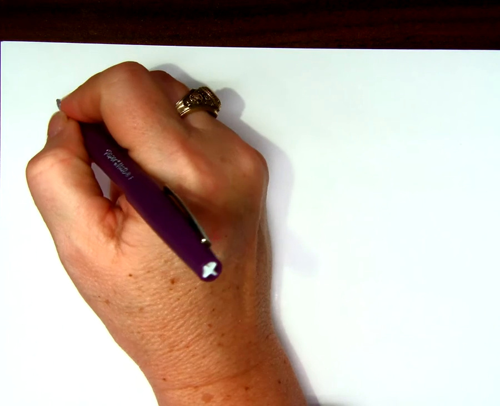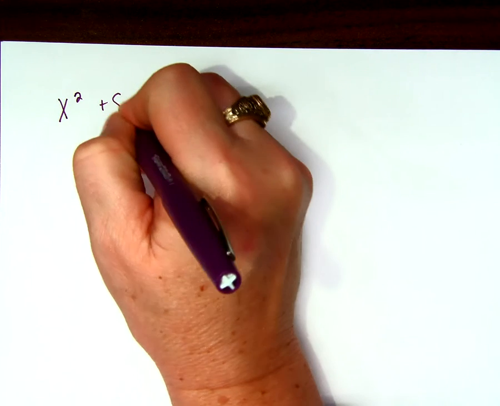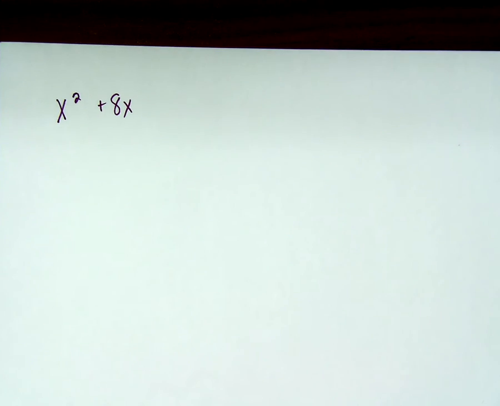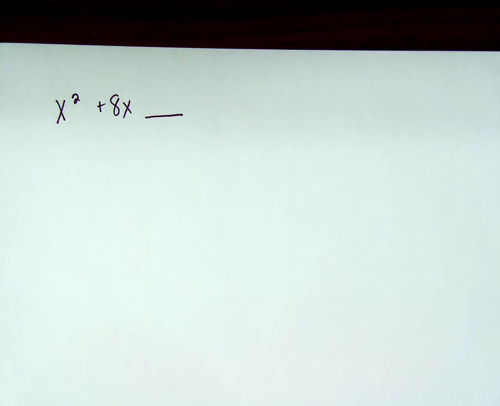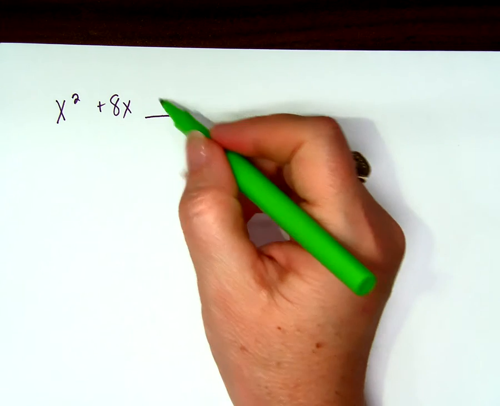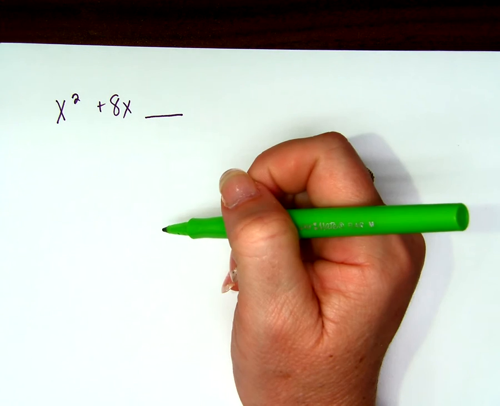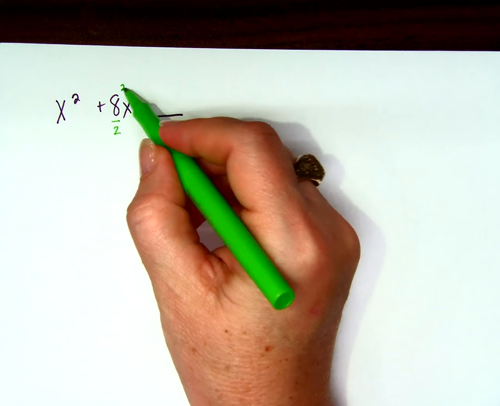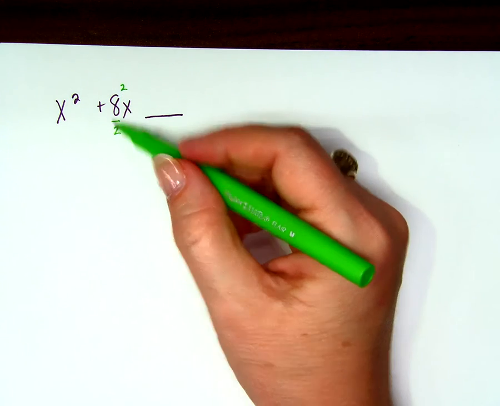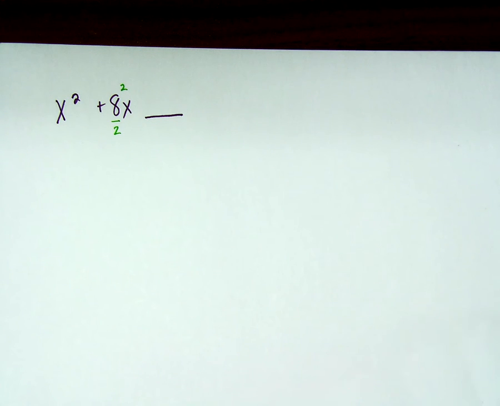Starting off real basic here, x squared plus 8x. If that's what you're given and asked to complete the square, you're asking for a third term. You're asking to complete the square, which is a trinomial. Okay? Do you remember how to complete the square? Do you remember what number goes in this blank? Divide this by 2 and square it. What is 8 divided by 2? 4 squared?